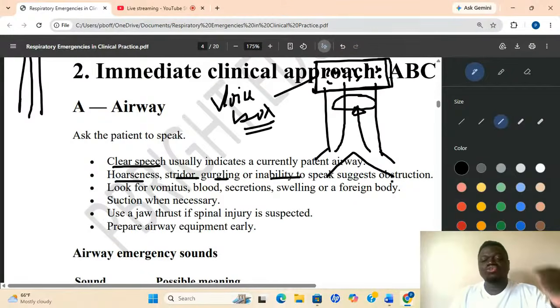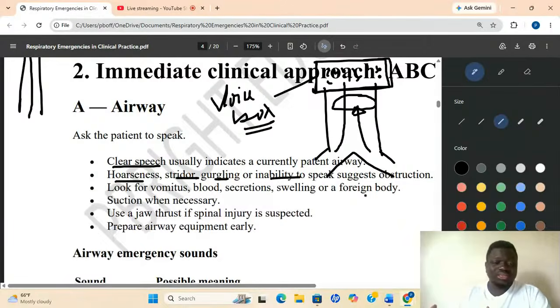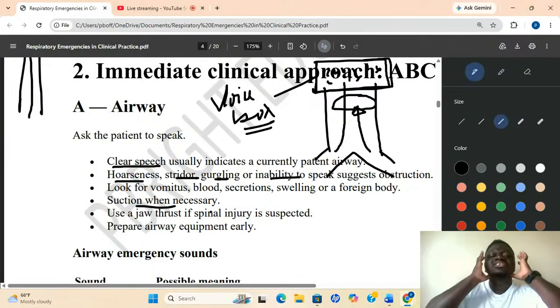It suggests obstruction. Look for vomitus, blood, secretions, swelling, or a foreign body. These are the things you look out for when you are assessing the patient's airway. Then you suction when necessary. Sometimes you use a jaw thrust. So this is a chin lift.